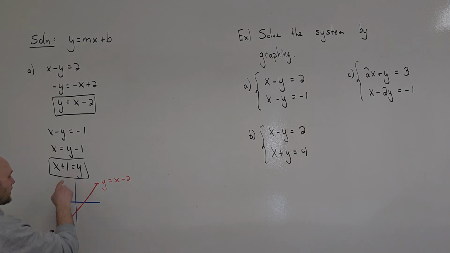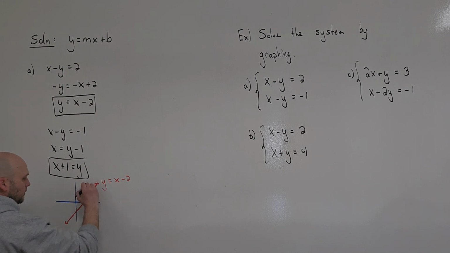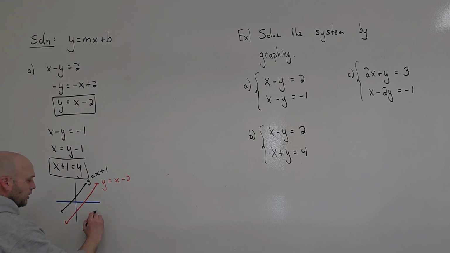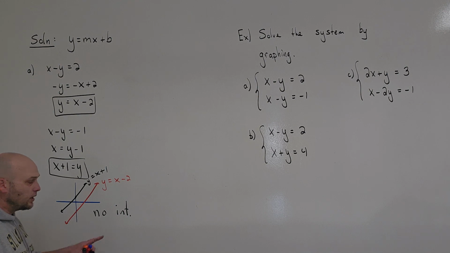And then I'll graph y is x plus 1, which has y-intercept of positive 1 and slope 1, which gives me this line right here. This is y is equal to x plus 1. Now those are parallel lines and they're different lines, so therefore there's no intersection, which I'll abbreviate as INT. There's no intersection, therefore this system has no solutions.